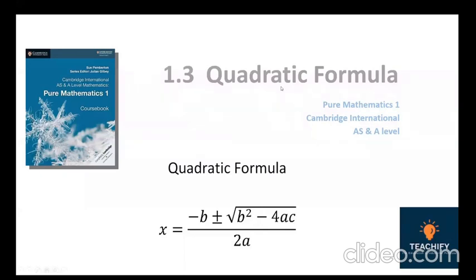Quadratic equation or quadratic formula. Now the topic is 1.3. So we have to manipulate the quadratic formula in our equation to find the variable, in this case x. So the general equation must be ax square plus bx plus c equals 0. So this is the value of a, this is b, and this is c. So we have to find the value of x through this quadratic formula.